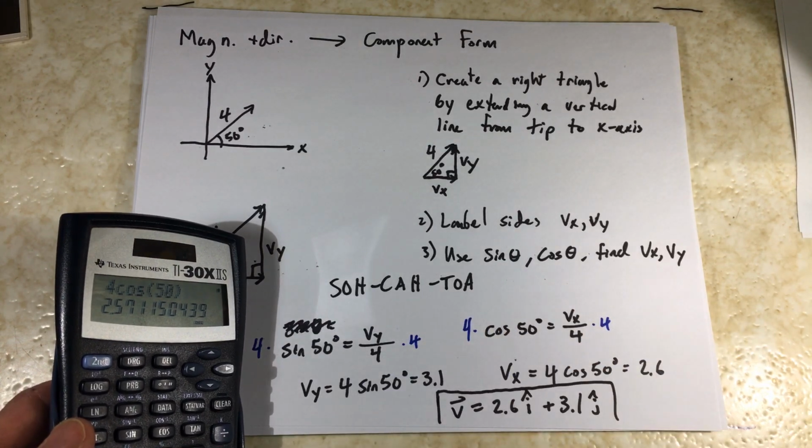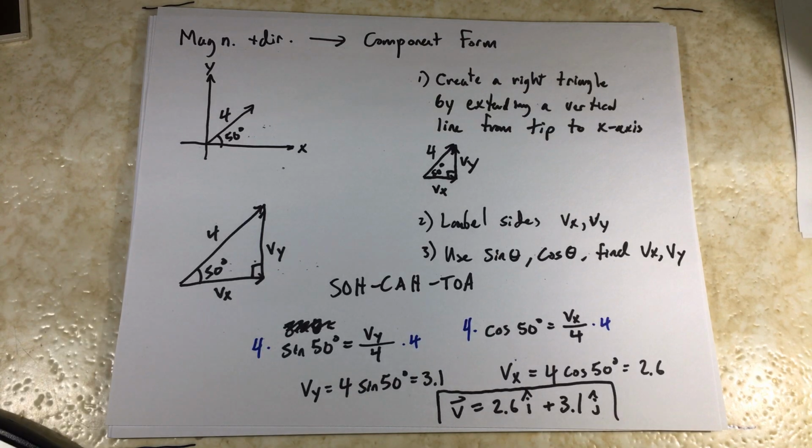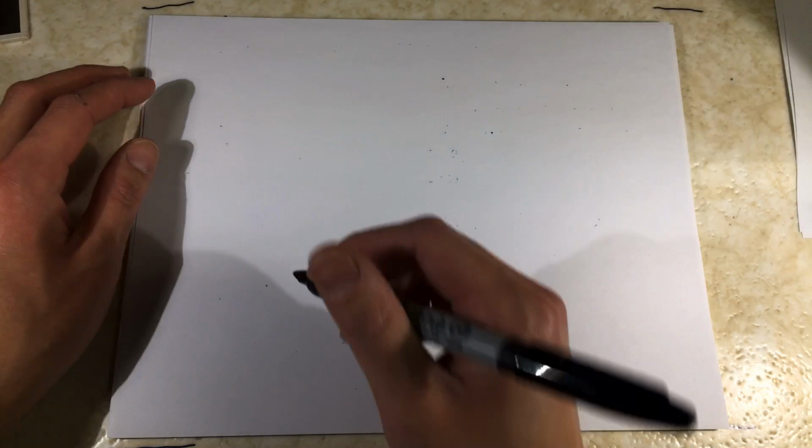Okay? And that would be this vector in component form. All right. So let me tell you about a complication to this, which is the cases where theta is greater than 90. That was a case where theta was in the first quadrant, the vector was in the first quadrant, but if it's in other quadrants, it gets a little bit more complicated.